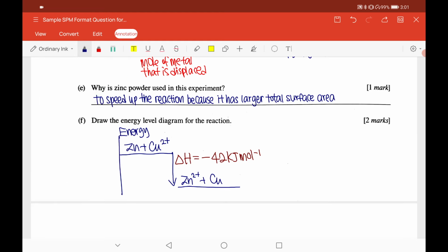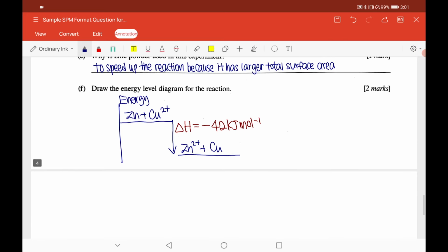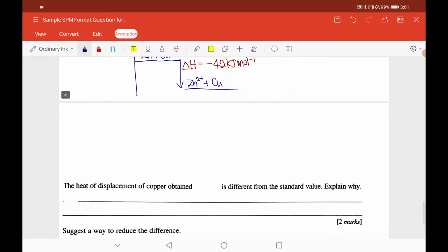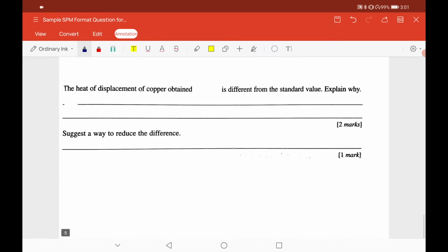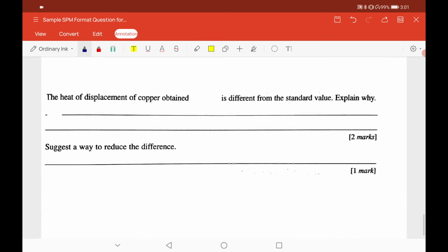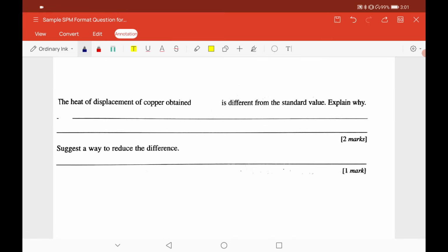Alright, so that is how we get the energy level diagram, which is what we learned in lesson number 1. In lesson number 1, I teach you how to draw energy level diagram and energy profile diagram. So this is very important. In SPM, they always ask us to draw energy level diagram, so you must know how to draw your energy level diagram. So now we go to the last 2 questions for today's lesson.